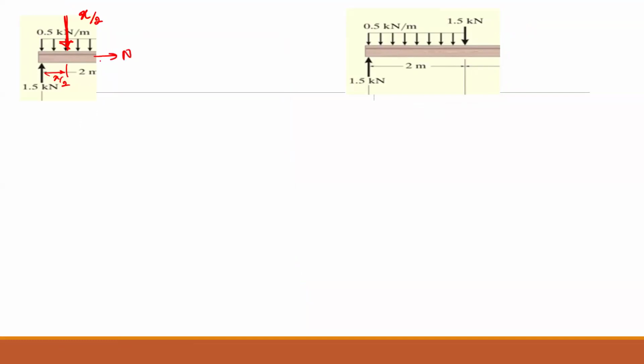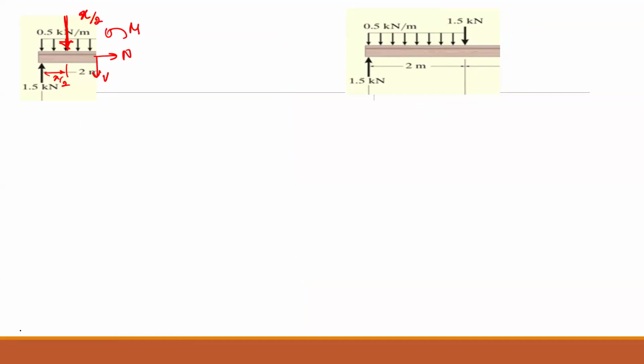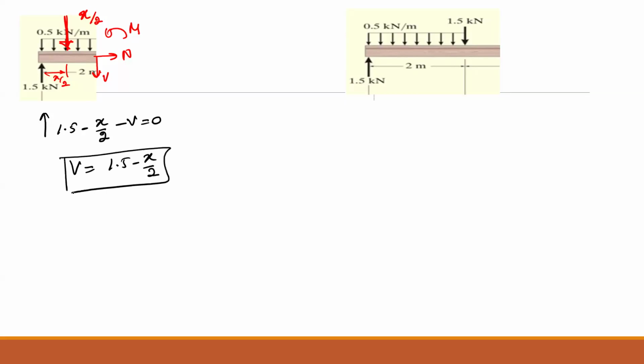Now you do the same thing. There is nothing different. So how do you find the V? N is 0, don't worry about them, okay? How do you find the V? If you consider all the forces in the upward direction, you have 1.5 minus x over 2 minus V equals 0. Am I right? Then V equals 1.5 minus x over 2. The difference is here, your V is also a function of x. Agree? Okay, so you can put the boundary conditions from 0 to 2 and you can find V.